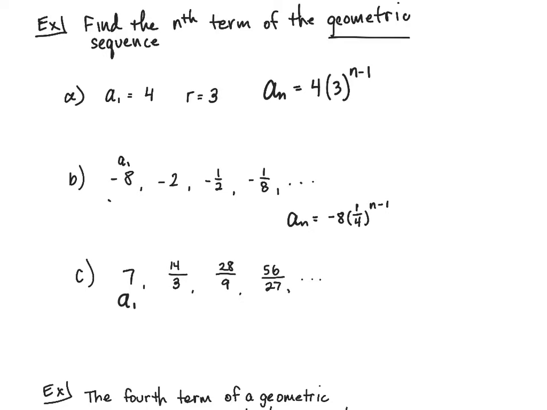So first term is 7, common ratio is 2/3. Therefore, the nth term would be 7 times 2/3 to the n minus 1.